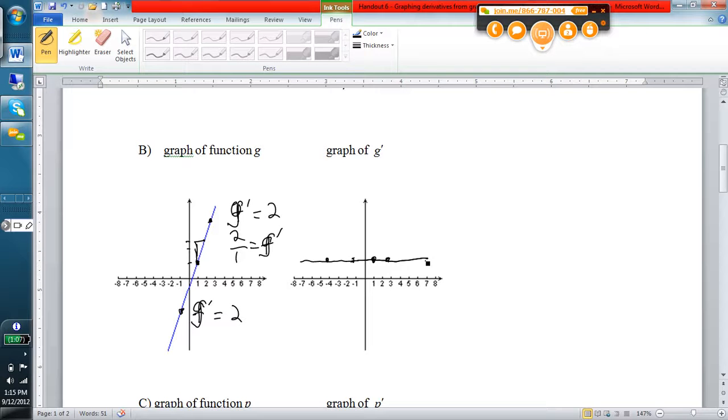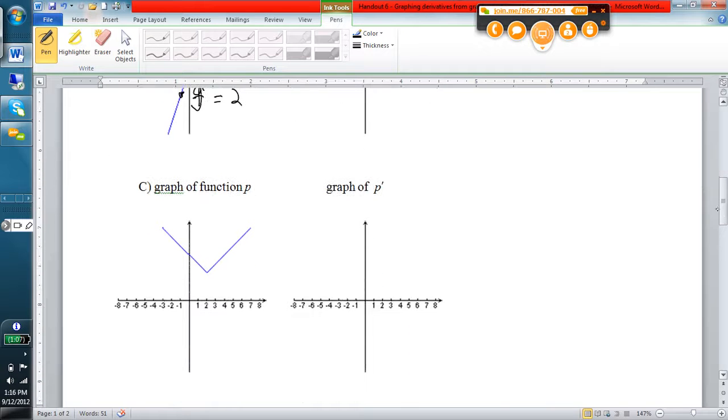Yep. If part of your graph, all of your graph in this case, is a line, then the derivative turns into a horizontal line. If the function's a line, the derivative turns into a horizontal line. That's what the derivative function looks like, because the derivative is constant. So that means it's a horizontal line. Okay? Questions on that?